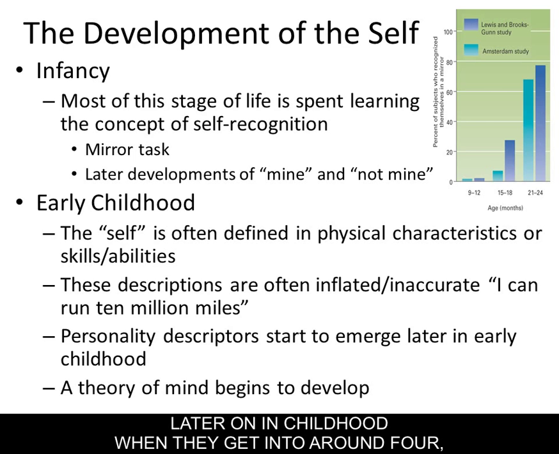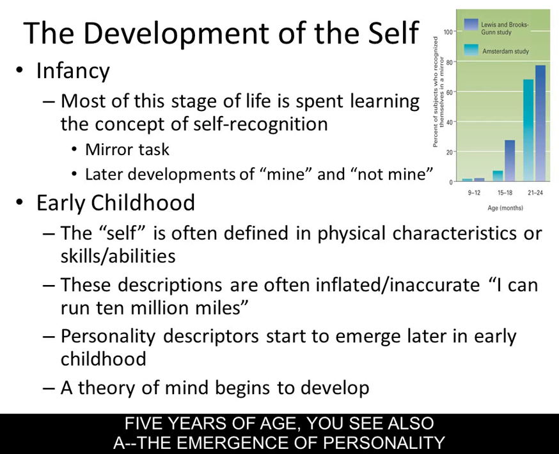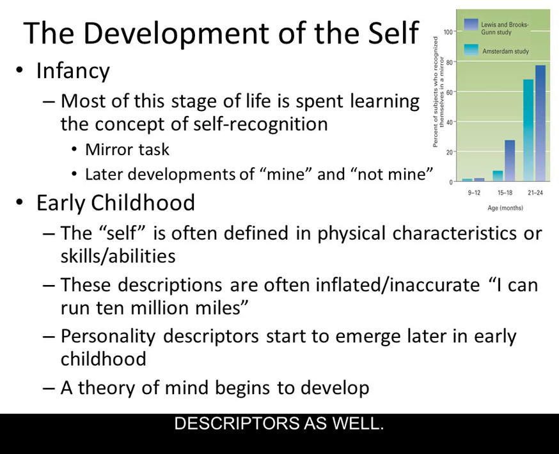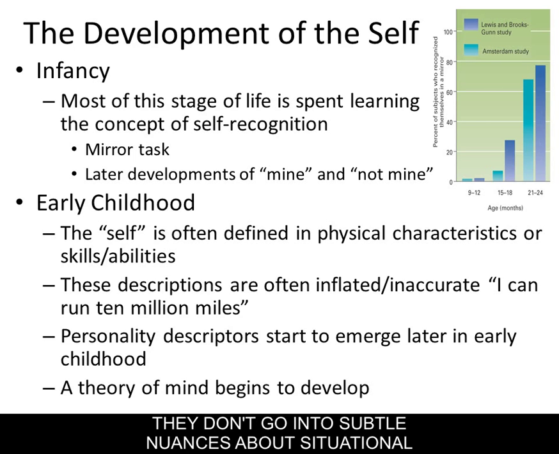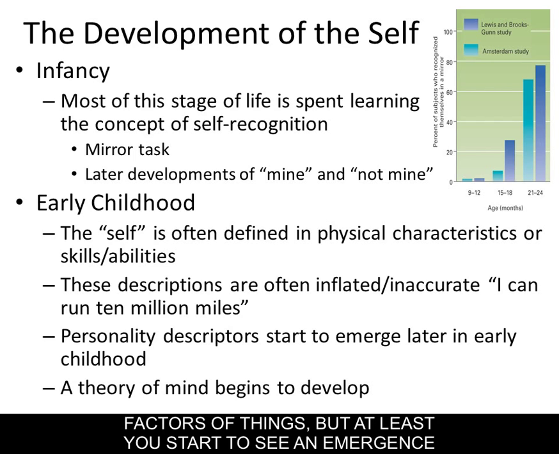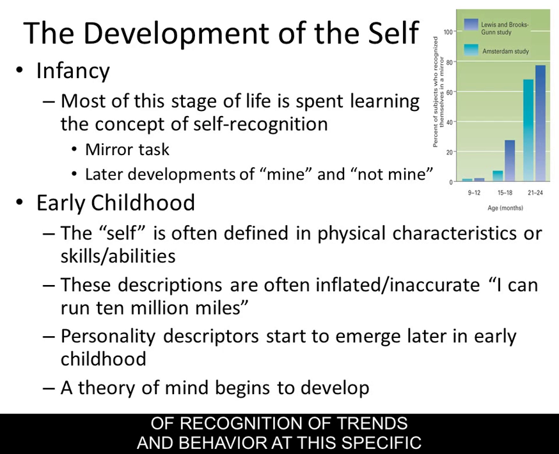Later on in childhood, when they get to around 4 or 5 years of age, you also see an emergence of personality descriptors. Now, these personality descriptors are very, very basic. So, I'm a good person, I'm smart. They don't go into subtle nuances about situational factors, but at least you start to see an emergence of a recognition of trends in behavior at this specific age.